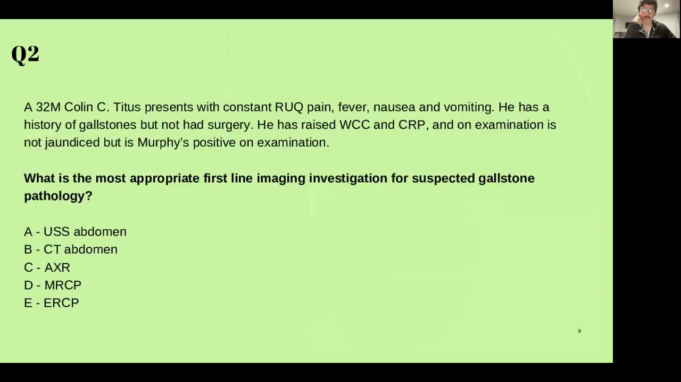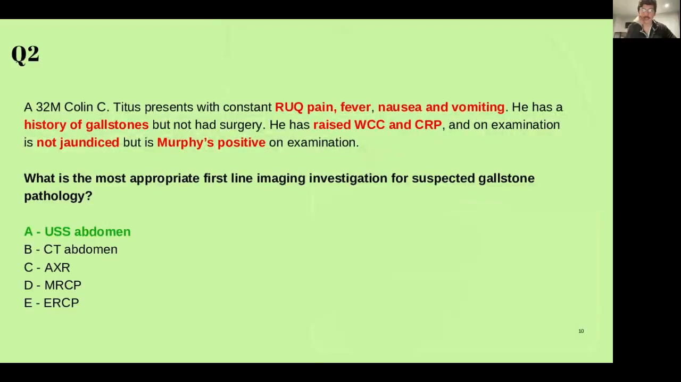Okay, so the answer is ultrasound abdomen. If you get a question that's asking for the first line investigation, imaging wise, a lot of the time it's ultrasound. It's a good one.